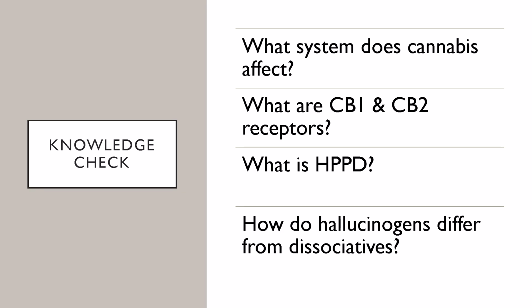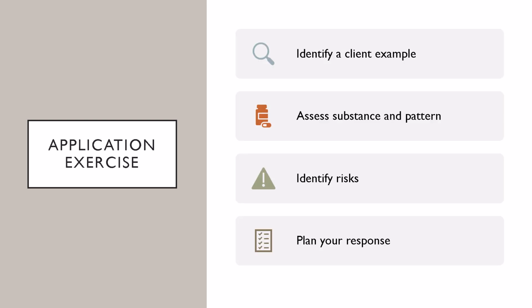All right, this is your opportunity to review some key concepts. So you should be able to explain the endocannabinoid system and how cannabis interacts with it. You should understand the difference between CB1 and CB2 receptors and why that matters. You should also be able to define HPPD and recognize its clinical significance. And you should be able to understand the difference between hallucinogens like LSD and psilocybin and dissociatives like PCP and ketamine. These are the foundational concepts that are going to come up in both practice and exam settings.